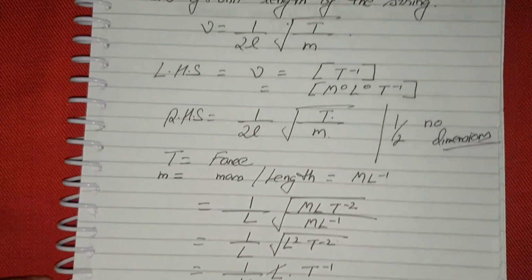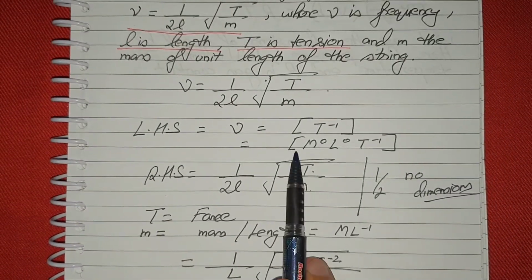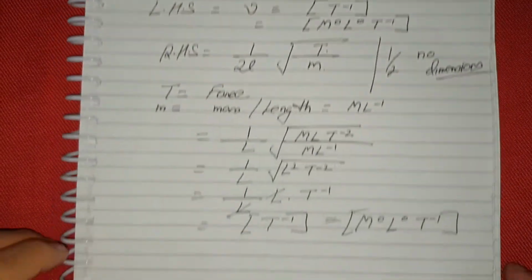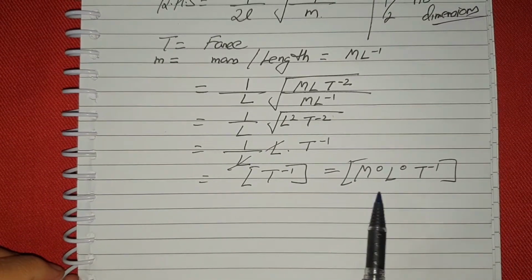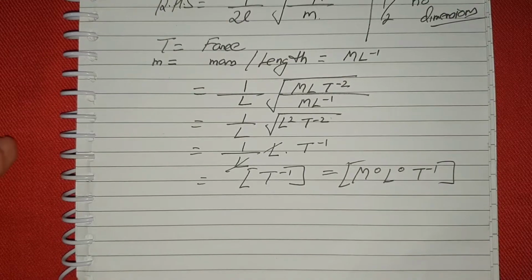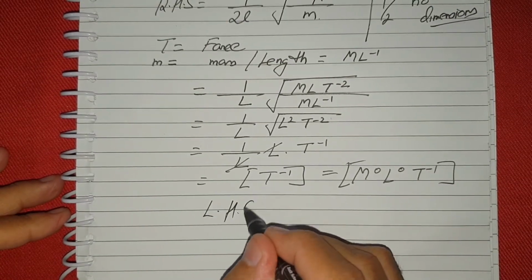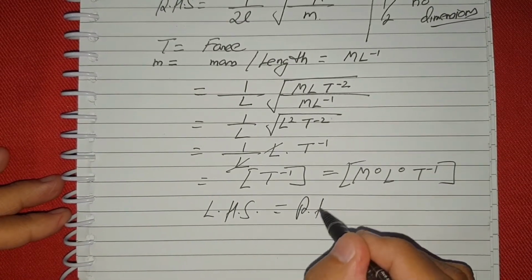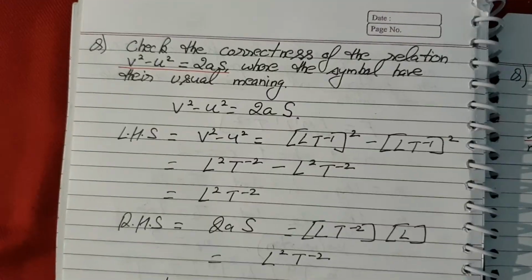So you can see LHS was M0 L0 T minus 1, and RHS is M0 L0 T minus 1. So dimensionally they are correct. LHS equals RHS. So dimensionally this equation is correct.